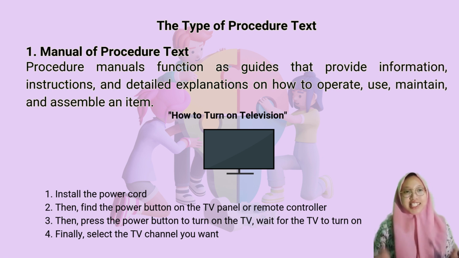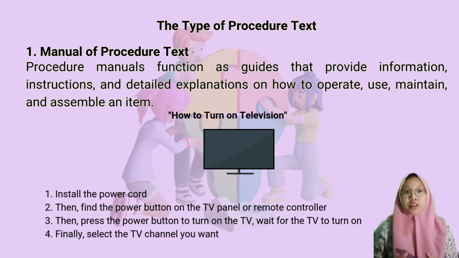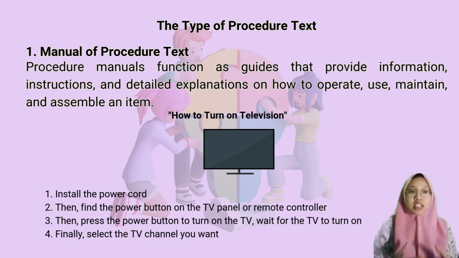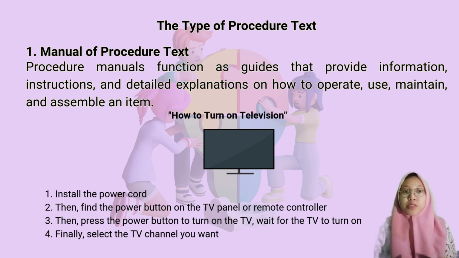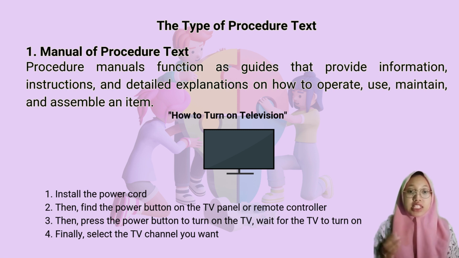And the next is the type of procedure text. There are 4 types of procedure text. The first is manual procedure text. Procedure manuals function as guides that provide information, instruction, and detailed explanation on how to operate, use, maintain, and assemble an item. For example, how to turn on the television.